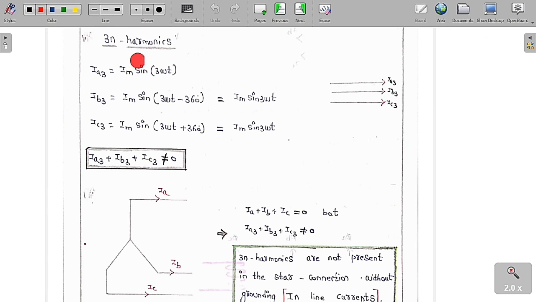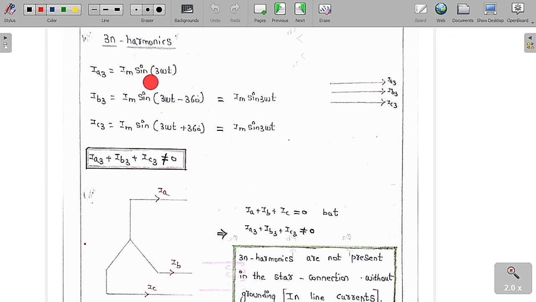Now we will consider the 3n harmonics and see what the nature is. As I have already told you, Ia is equal to Im sin omega t, Ib is equal to Im sin (omega t minus 120), Ic is equal to Im sin (omega t plus 120). Then we will see the third harmonics. Let me assume a third harmonic of 3, and we will see what the nature is.